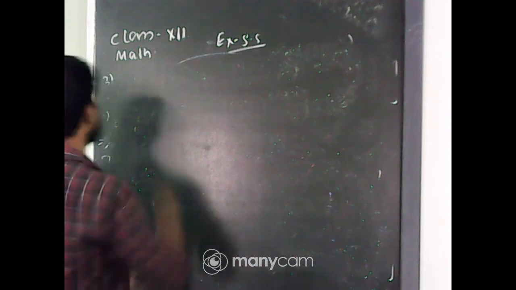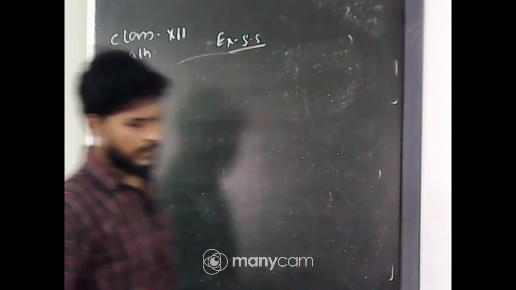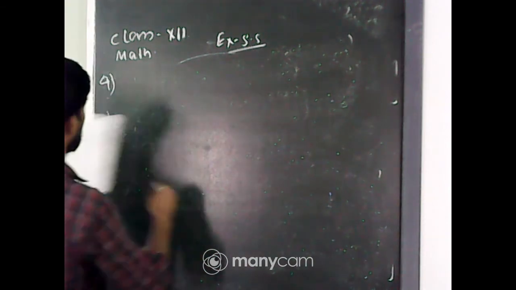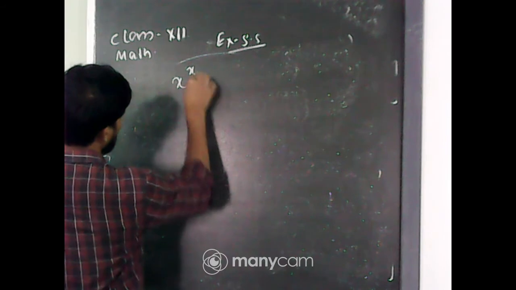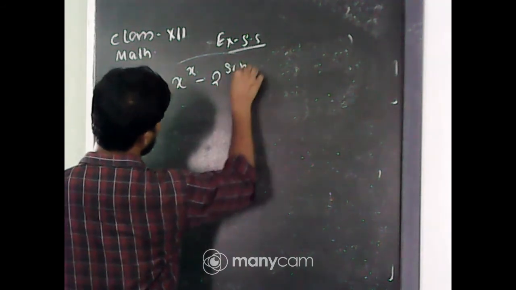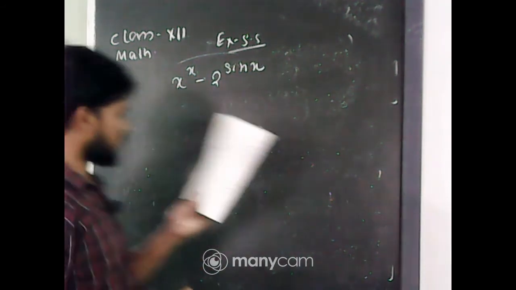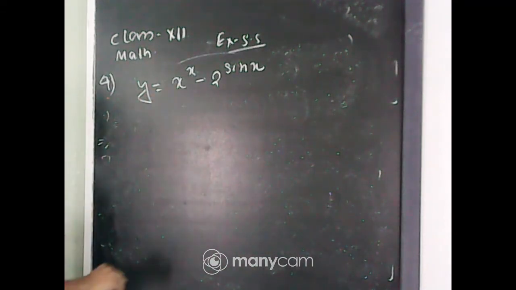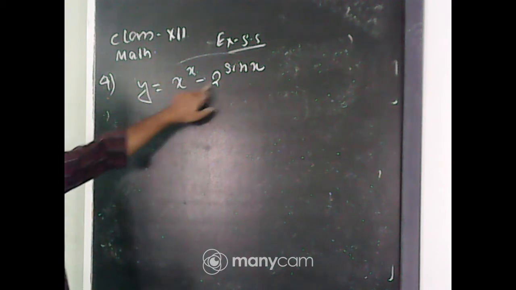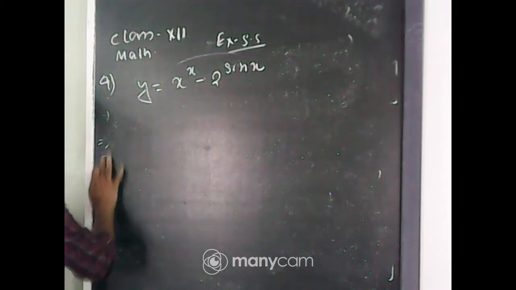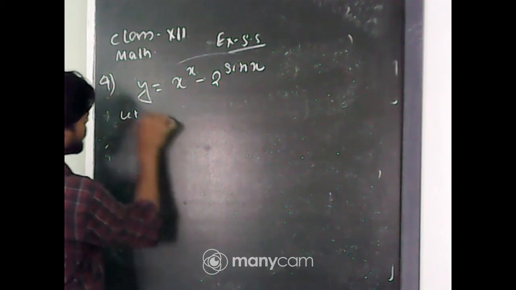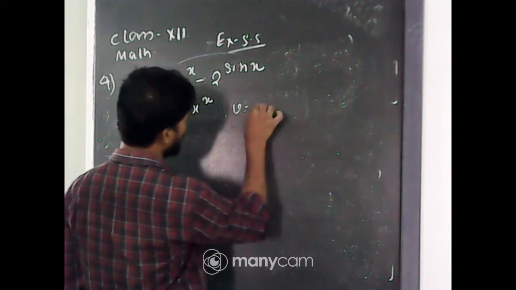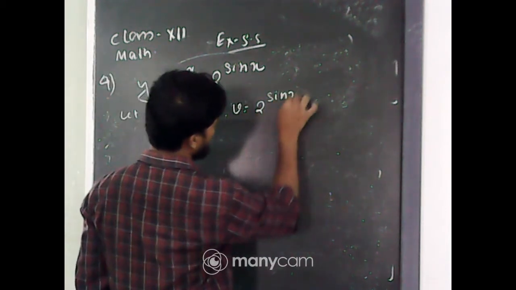Question number 4 is: differentiate x to the power x minus 2 to the power sin x. Let us consider this expression as y. So y equal to x to the power x minus 2 to the power sin x. Now here we are considering u equal to x to the power x and v equal to 2 to the power sin x.